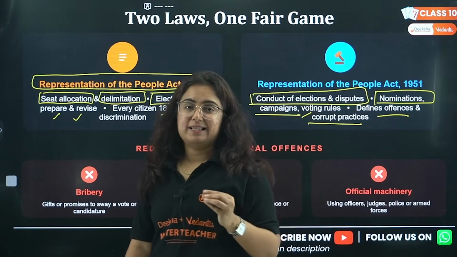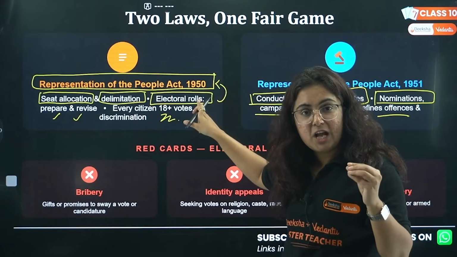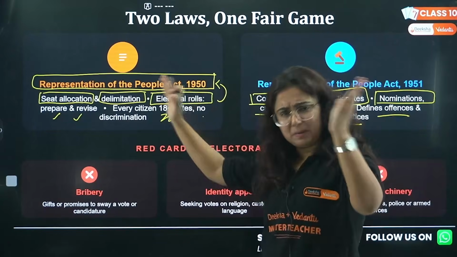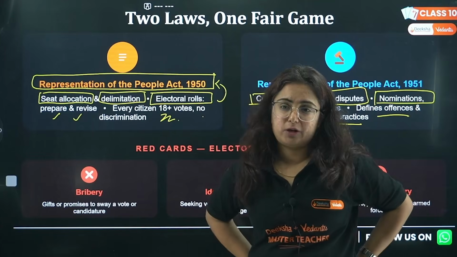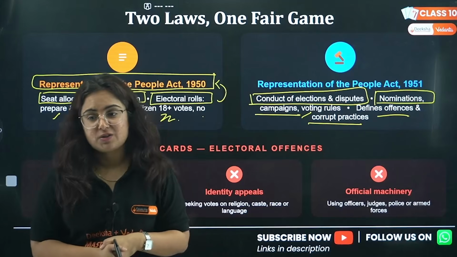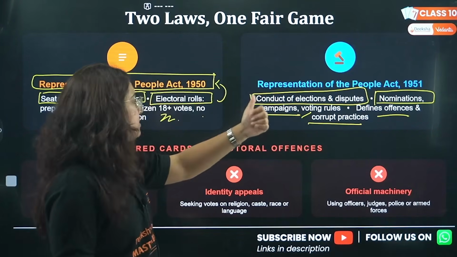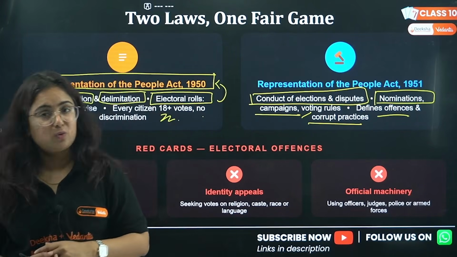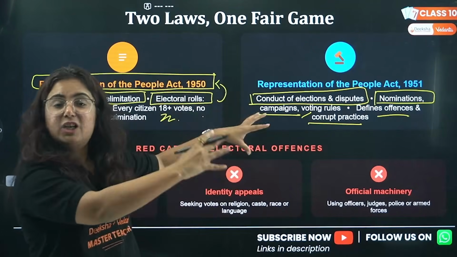A question can come in your exam, beta, that what does the Representation of the People Act 1950 talk about? So it talks about seat allocation, delimitation, election rolls, their preparation and revision, and no discrimination in universal adult suffrage. Now, what does the law of 1951 talk about? It talks about conduct of elections, no corruption, defined offences, rules regarding nominations, rules regarding the campaigns, as well as the voting rules. So, understood? So, this is basically the preparation method, and this is basically the execution method.